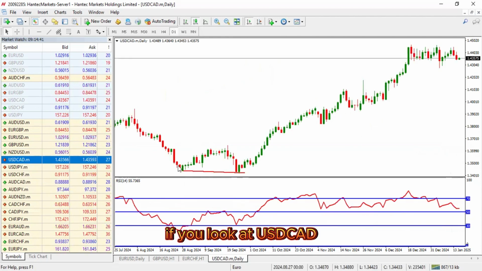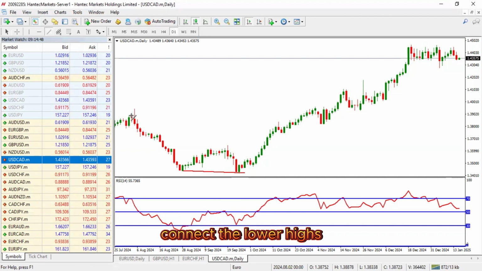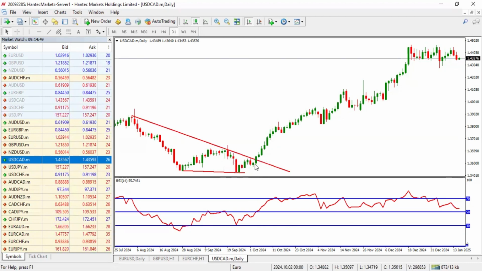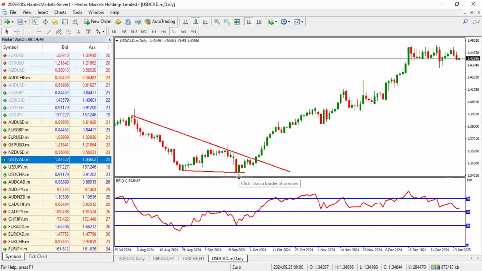If you look at USD CAD, you will notice that this low is lower than here, but the RSI gave us a high and a low. It disagreed with the price. The RSI is giving us oversold already. The divergences that happen in overbought or oversold regions will give you higher probability. So we put a trend line, connect the lower highs and wait for the market to break above the line, and we take a buy. We put our stop loss below the support, and that is it.